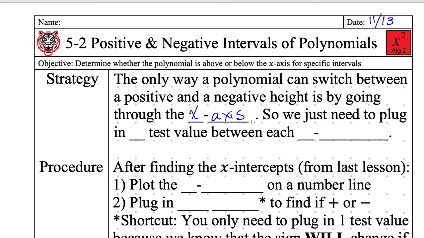So all we need to do is to plug in one test value between each of those things that we found, because the sign won't change. Just by plugging in one test value, you know the sign for the entire interval. So plug in one test value in between each x.